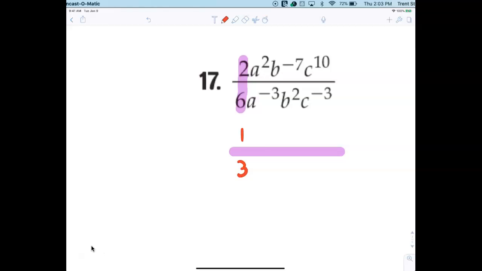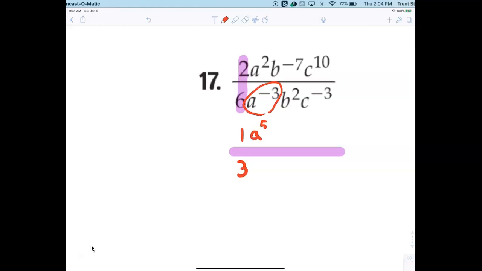All right? Now, concentrate. This a to the negative 3, where does that go? On the top. Now, how many a's are on the top? So altogether now there are what? Don't say anything. No, altogether. 5. A to the 5th.